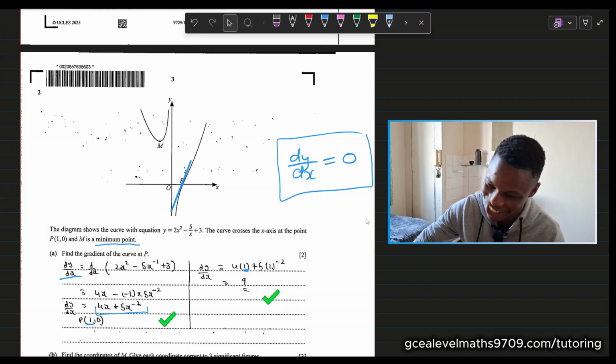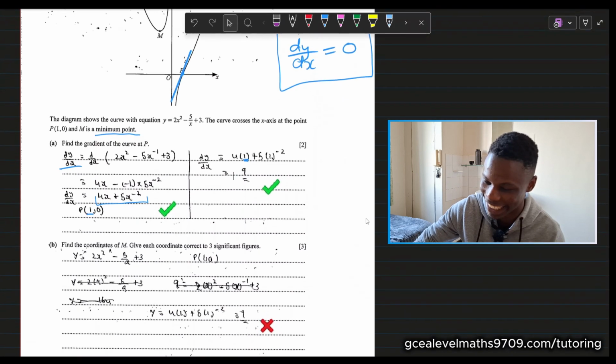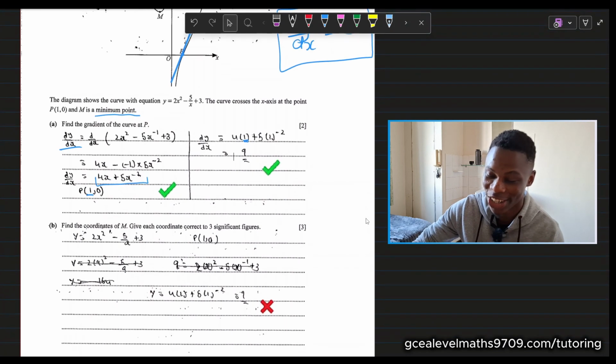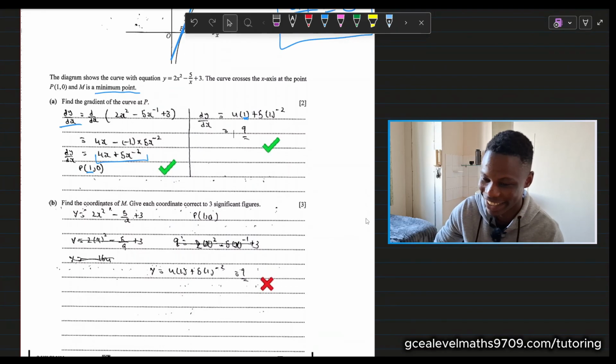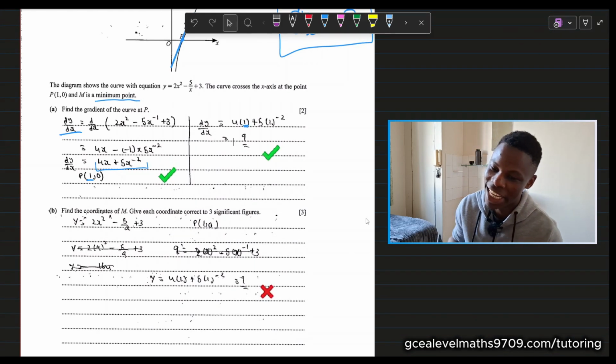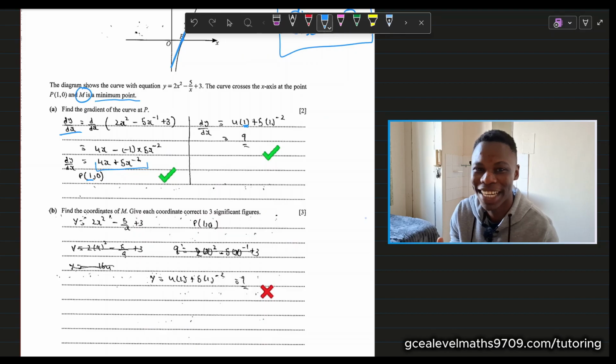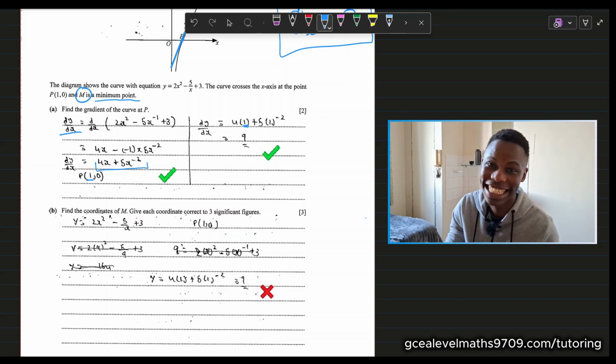Then we go on to part B, a 3-mark question, and bro did not cook. So here it says find the coordinates of M. So we know that M is a stationary point, it's a minimum point. So what's the first thing that should come to mind when you see a stationary point or a minimum point? dy dx is 0. Like bro literally did the hard work in part A.